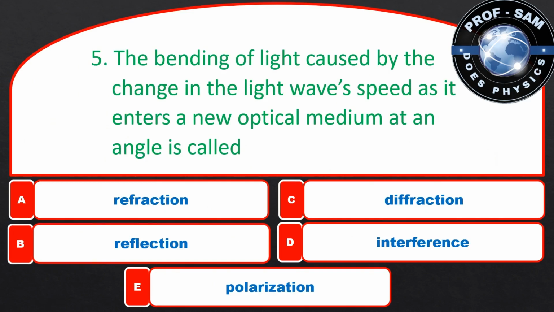The bending of light caused by the change in the light wave speed as it enters a new optical medium at an angle is called, so the correct option here is A, because this is the definition of refraction.